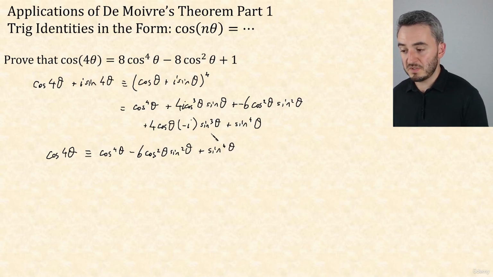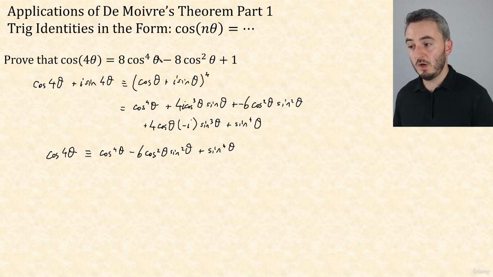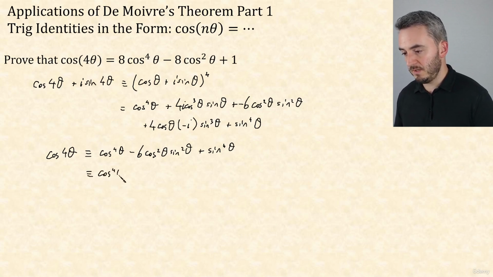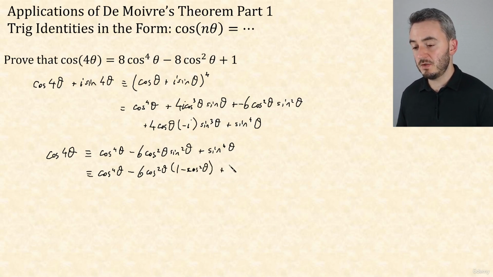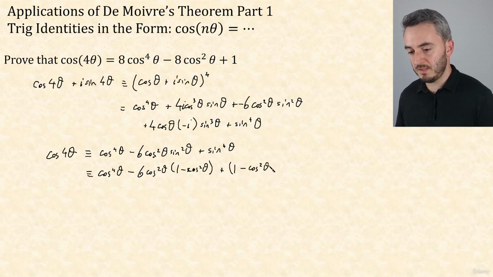Now all we need to do is convert all of this into cosines. The cos^4 θ is okay. The 6 cos² θ is fine. Let's convert sin² θ into 1 minus cos² θ. And then sin^4 θ, we can think of as sin² θ all squared, so that's (1 minus cos² θ) squared.